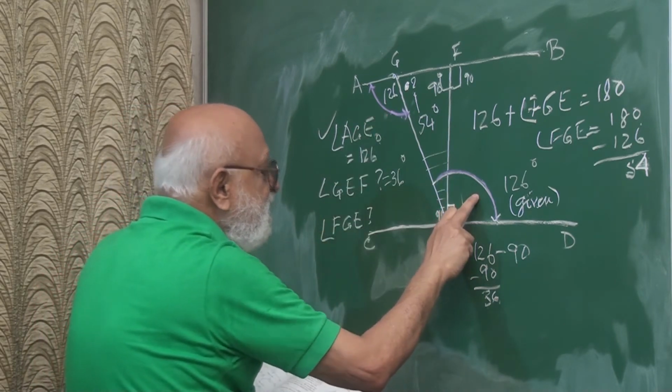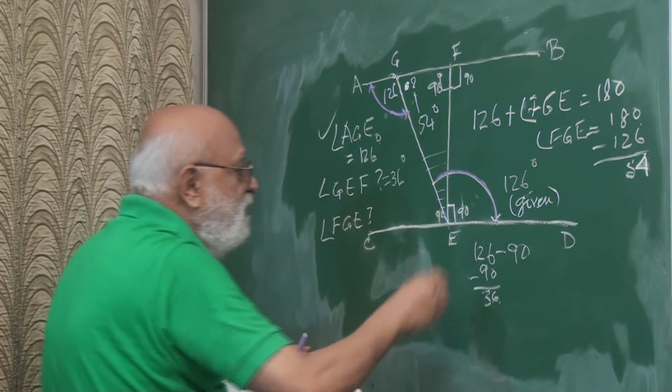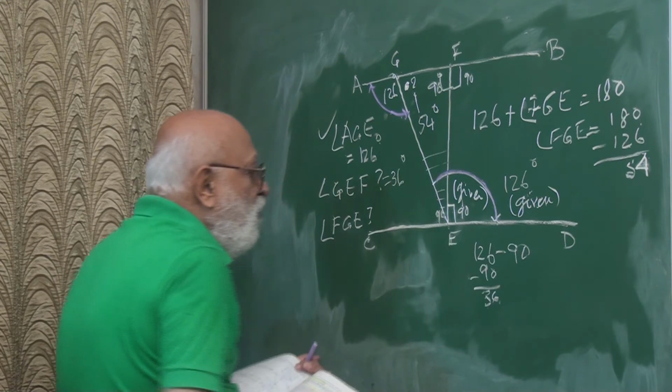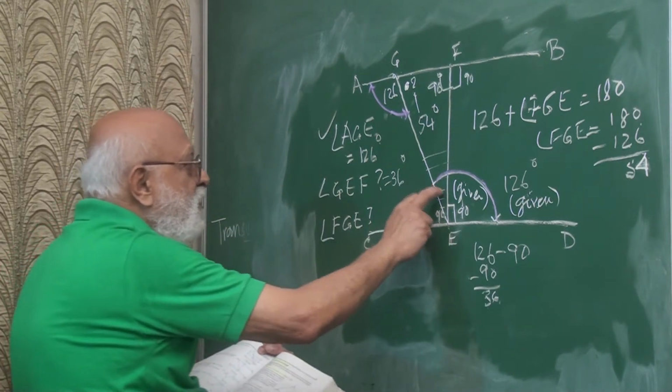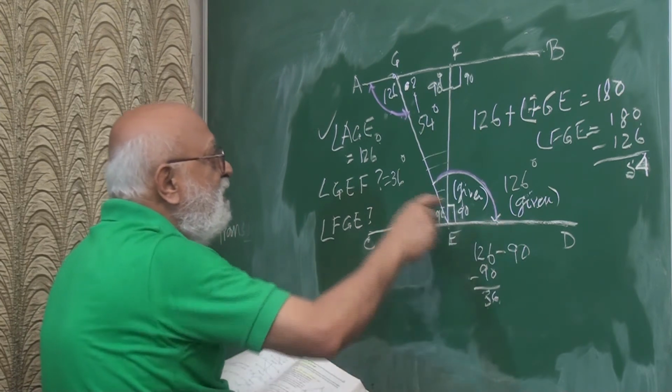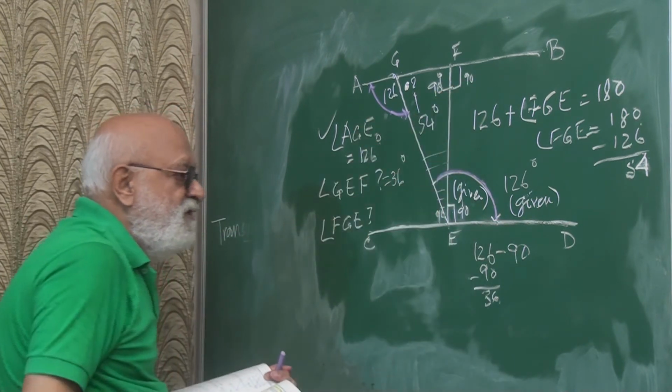This 90 degree is given because this is perpendicular. So let me also write down again, given. So from there you can easily find out this whole thing, and you can find out all the subsequent angles.